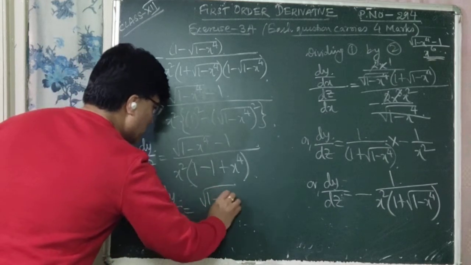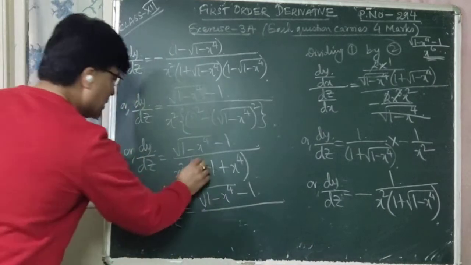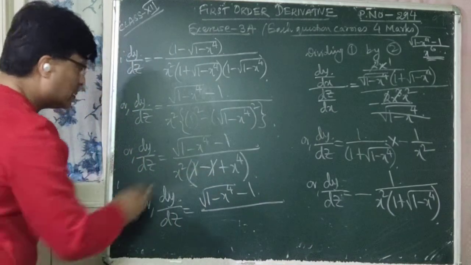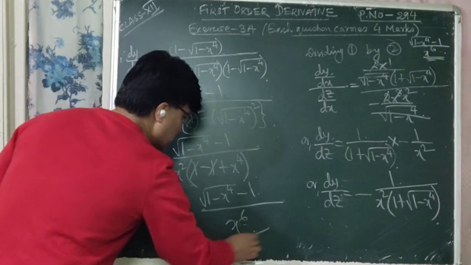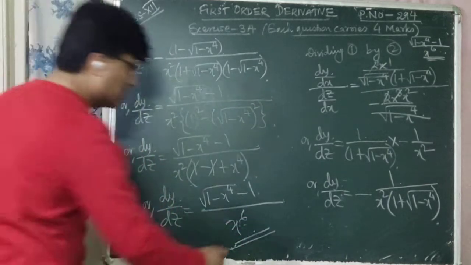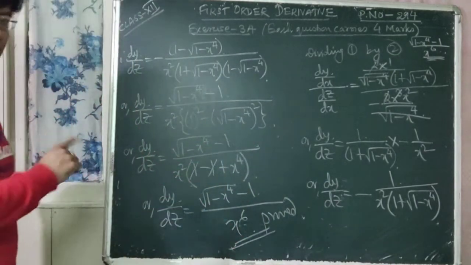Numerator root over 1 minus x to the power 4 minus 1 whole divided by, this 1 will be cancelled. And what is x square into x to the power 4? That is x to the power 6. That is proved. So I think you have understood it.